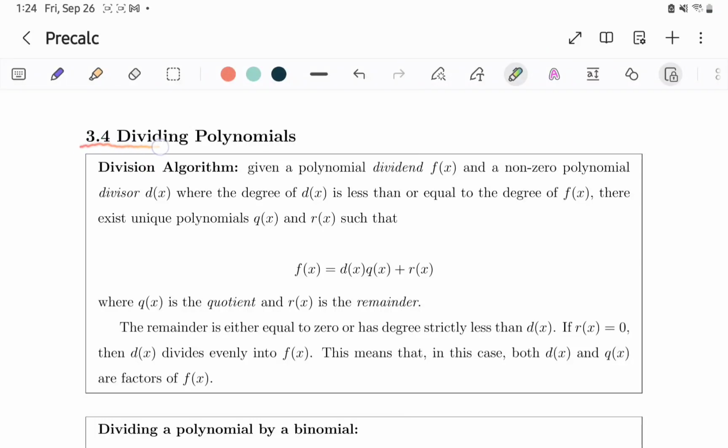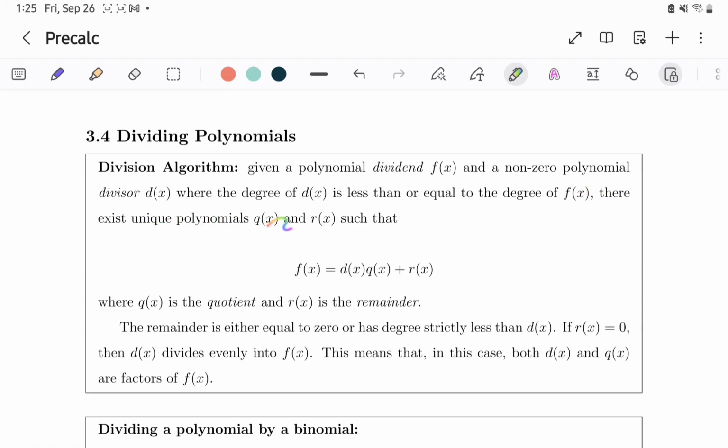In this video, we are going to be covering section 3.4, dividing polynomials. So the first thing that we have to talk about is the division algorithm, which says that given a polynomial dividend f of x, that's the polynomial that we're trying to divide, and a non-zero polynomial divisor d of x, that's what we're trying to divide f of x by, where the degree of d of x is less than or equal to the degree of f of x, which we just require so that we aren't trying to divide a polynomial of lower degree by a polynomial of higher degree.